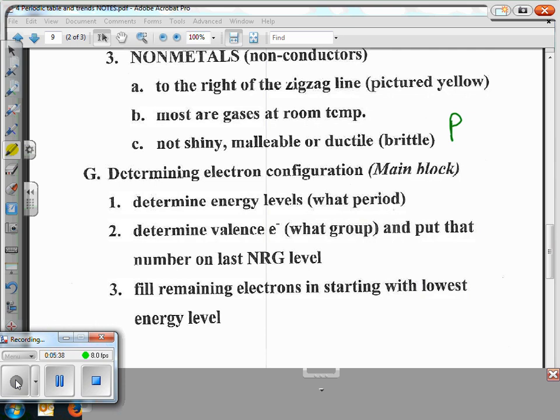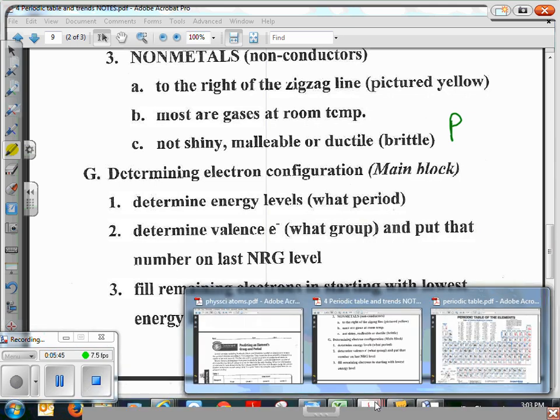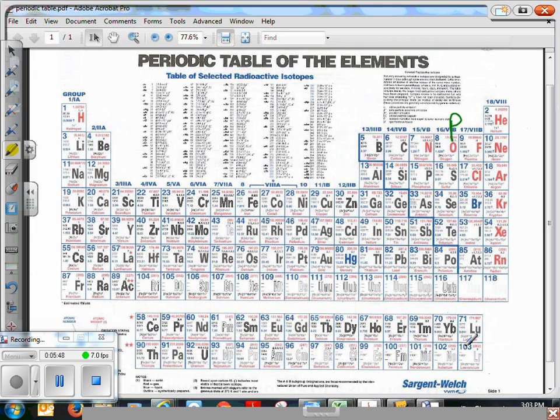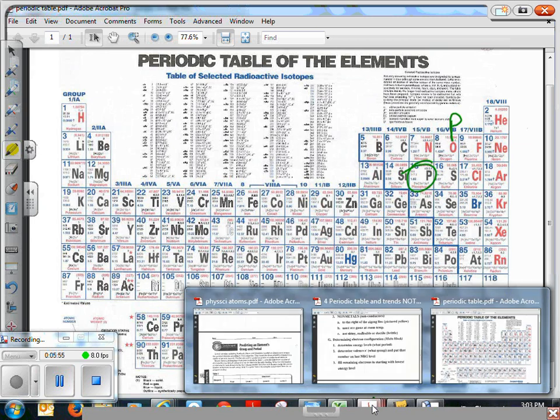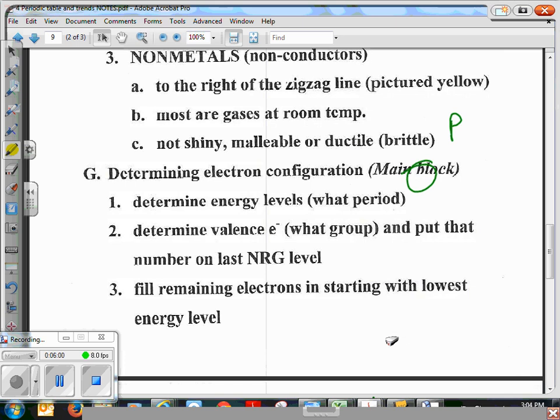What's your atomic number for phosphorus? What's the atomic number? 15. 15. Everyone see that, right? Because here's phosphorus. Right here, atomic number 15. Okay. So we know that phosphorus then has 15 electrons. So you might want to jot that down somewhere. Let's say, okay, I'm going to just put this off to my notes. 15 electrons. That's how many I need to put on the energy levels for phosphorus, right?